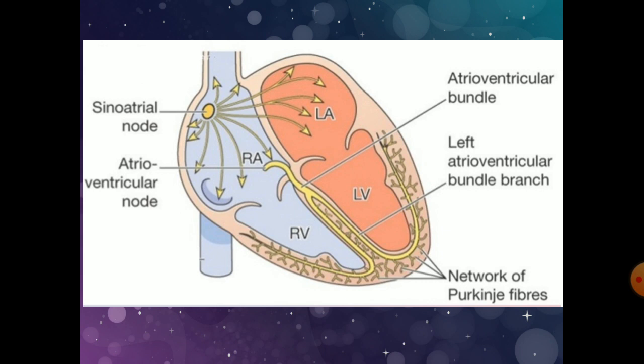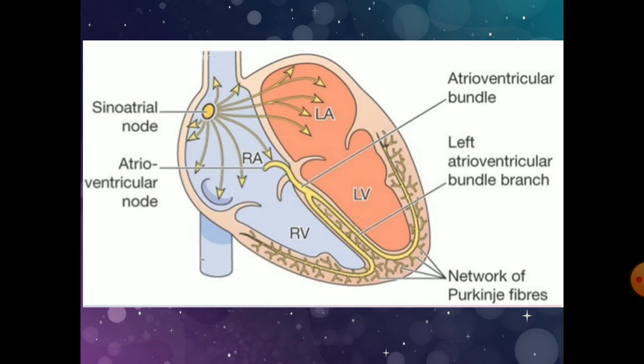That AV bundle continues to divide into right and left branches. The atrioventricular bundle is also known as the bundle of His. You can see in the picture there is a left atrioventricular bundle branch and a right atrioventricular bundle branch, and from these bundle branches come small fine branches known as Purkinje fibers. The picture shows the network of the Purkinje fibers, and from the Purkinje fibers to the apex of the heart. The lower side on the right side is the apex of the heart.